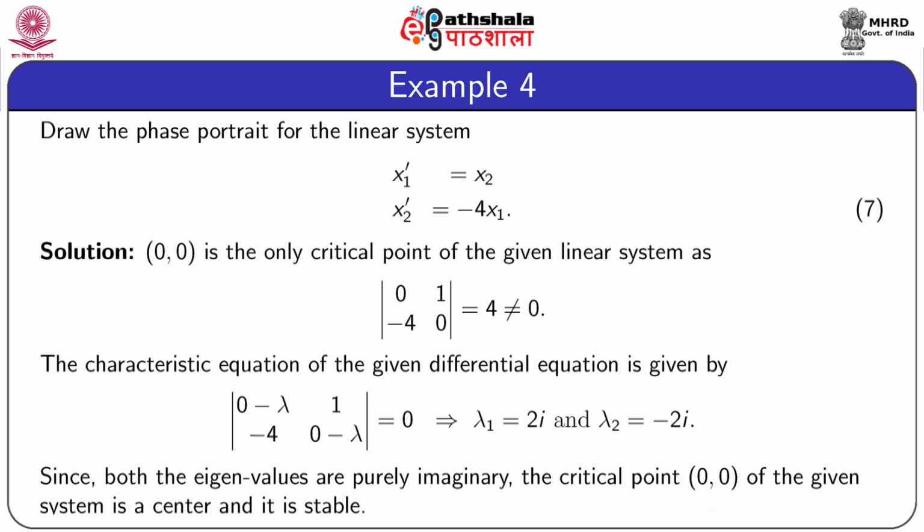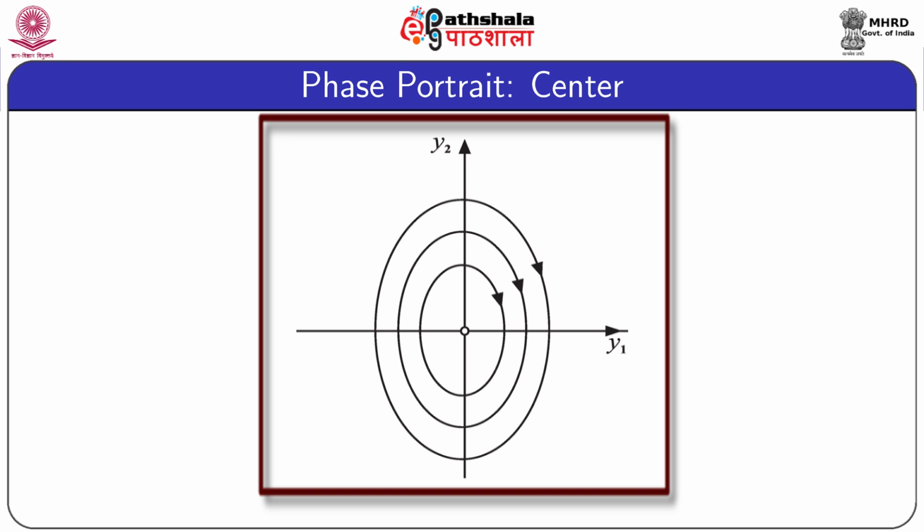As before, the characteristic equation of the given differential equation is given by determinant of A minus lambda I equal to 0, which is |0 - lambda, 1; -4, 0 - lambda| = 0, which gives lambda 1 equal to 2i and lambda 2 equal to -2i. Thus, both the eigenvalues are purely imaginary and the critical point (0,0) of the given system is a center and it is stable.